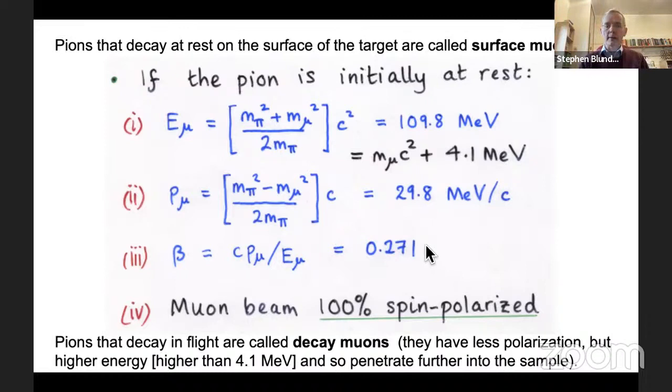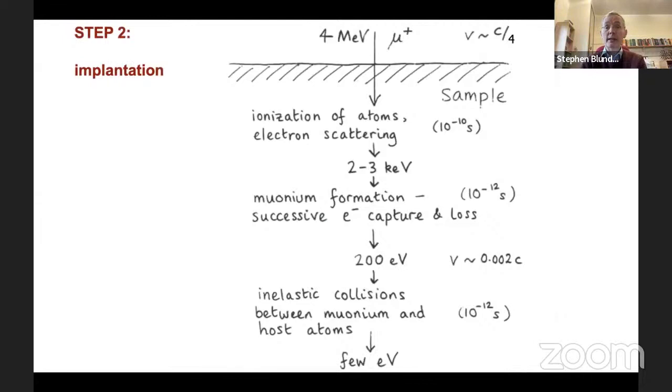Okay, so what happens when the muons then go into the sample? So we start with this beam of particles with 4 million volts and a quarter of the speed of light. They will enter your sample and go through a series of energy loss processes. They will dump some energy and do various things like ionize atoms. They will form muonium, which is a muon and an electron.